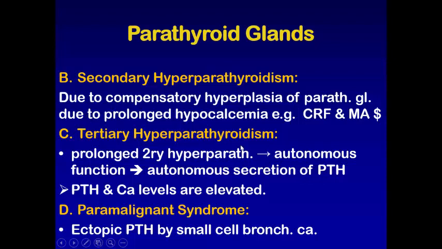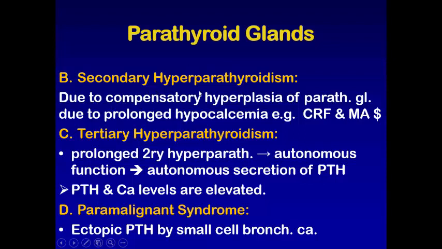Third type is tertiary hyperparathyroidism. Here, after prolonged secondary hyperparathyroidism, as a complication of secondary hyperparathyroidism, the parathyroid gland will end in an autonomous state, having autonomous function. It will secrete parathormone without feedback control, autonomous secretion of parathormone. Here, the parathormone and calcium level both are elevated.